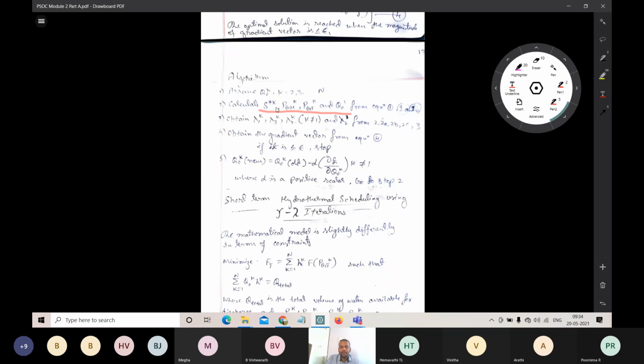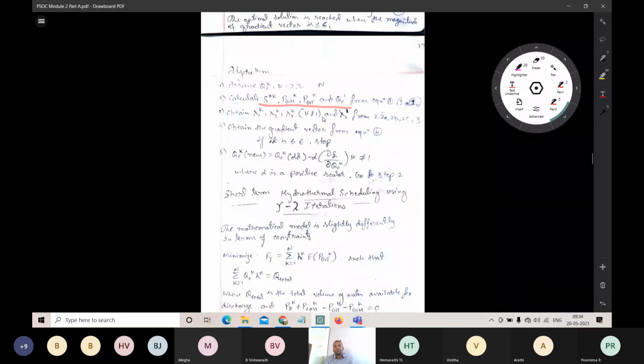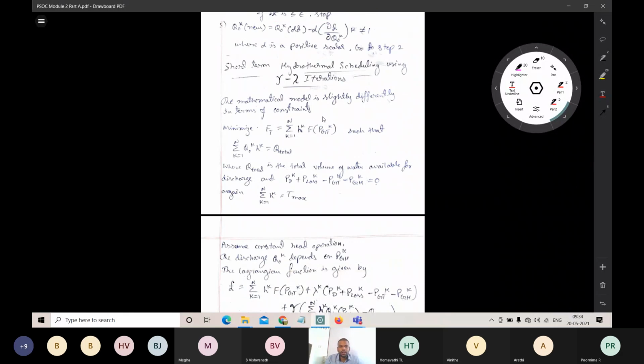We need to solve the basic problems, that is, minimization of thermal production cost and the amount of water discharged at different intervals while satisfying the constraints. All these things we can solve using the discrete time interval method. One more method is the lambda gamma method: hydrothermal scheduling using lambda gamma iterations. Not intervals, that's iterations, lambda gamma iterations.